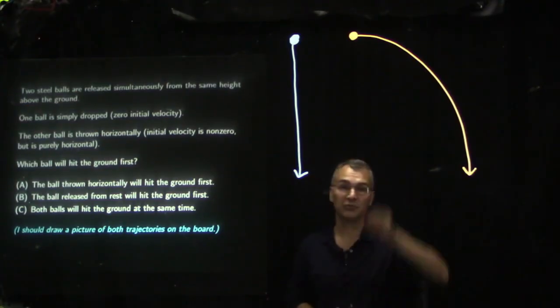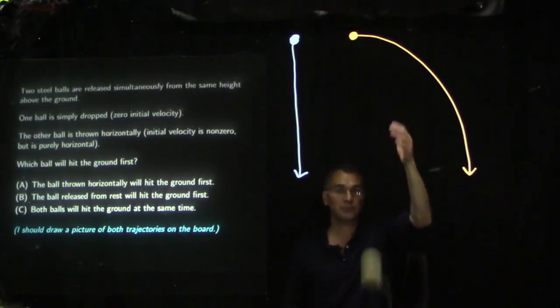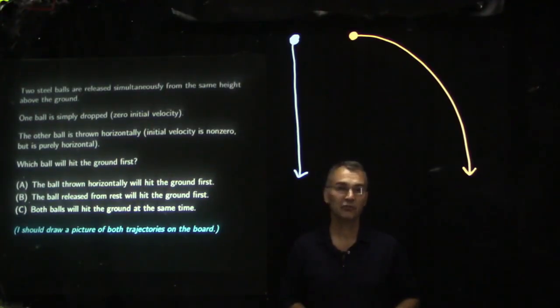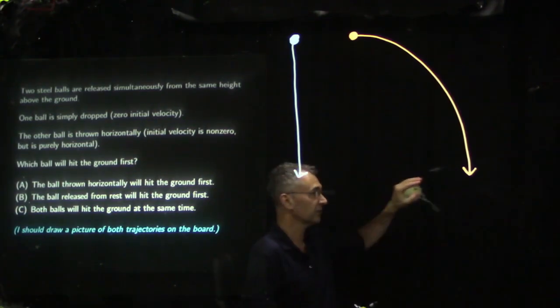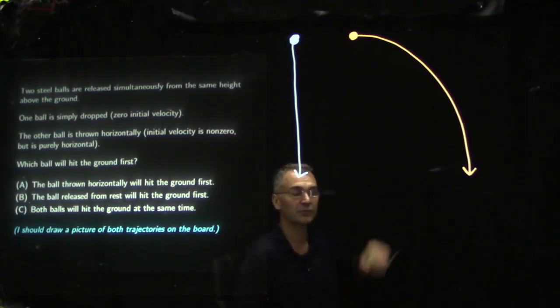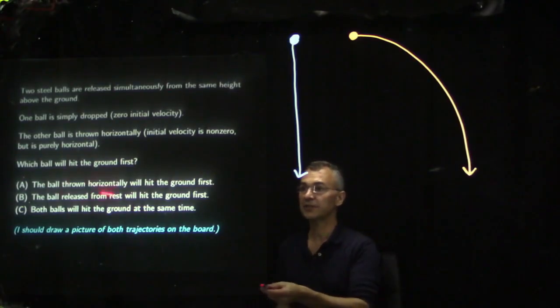So one ball is simply dropped, okay? So it has 0 initial velocity. It's not thrown downward, it's simply dropped. And the other ball is thrown horizontally. So it's thrown in such a way that it has an initial component of velocity in the horizontal direction, in the x direction, but it does not have any initial component of velocity in the y direction. That component would be 0. And the question is, which ball will hit the ground first?